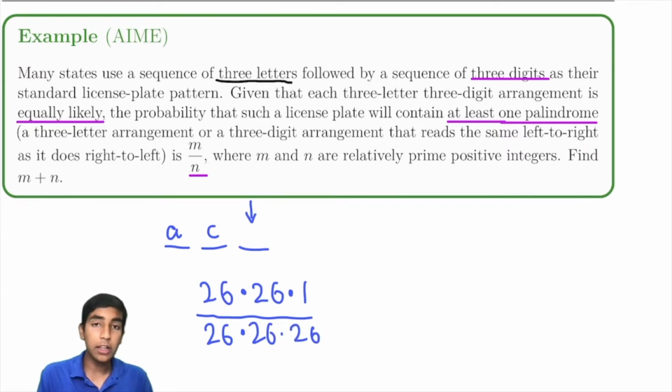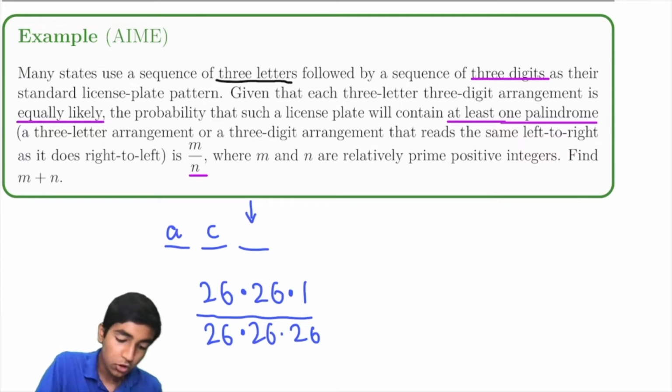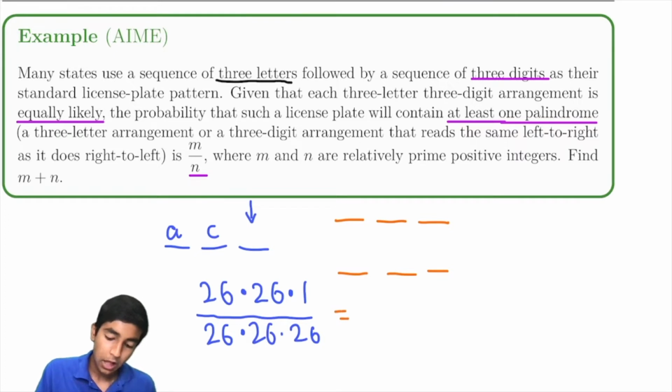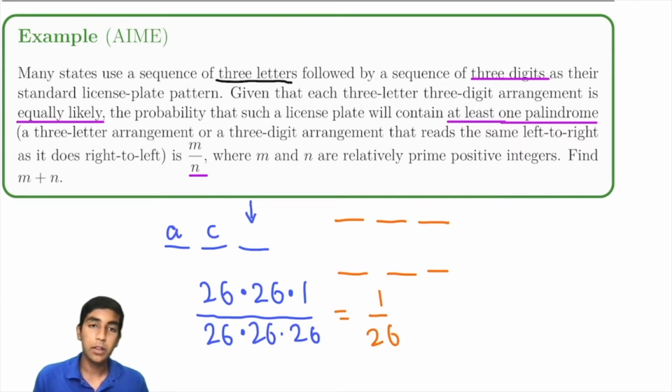A shortcut to doing this is to see that no matter what the first 2 letters or numbers are, they will fix the third letter or number. So once you decide the first 2 letters and numbers, the third is fixed, versus in the total number of cases, the third is not fixed. So out of every possible third letter or digit, one of them works, so just 1 over 26. But either way, we get a 1 over 26 chance that the letters will be a palindrome.